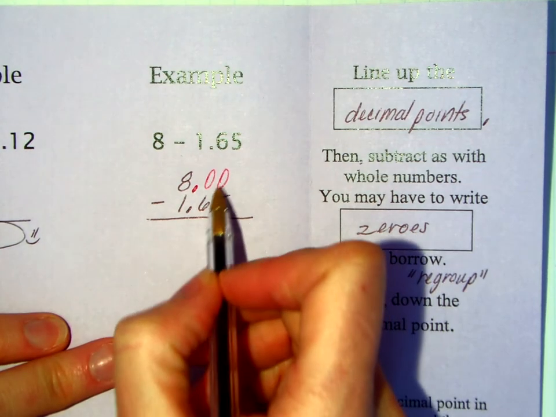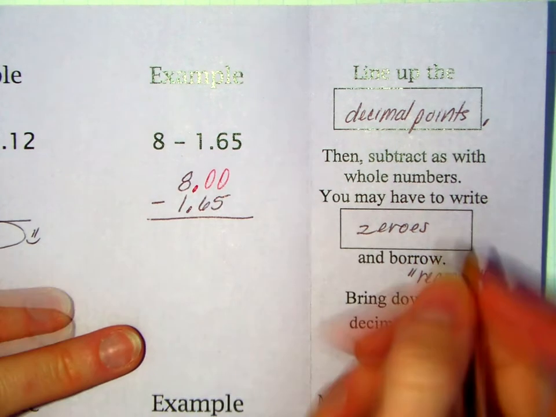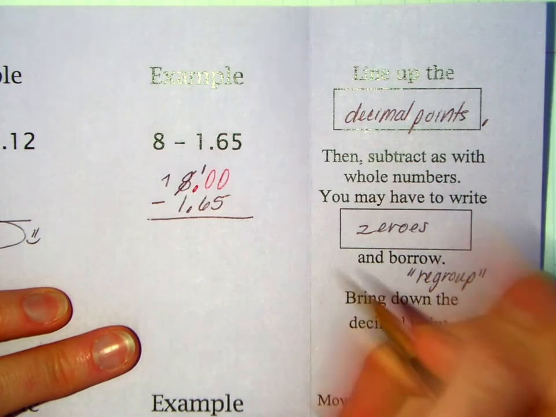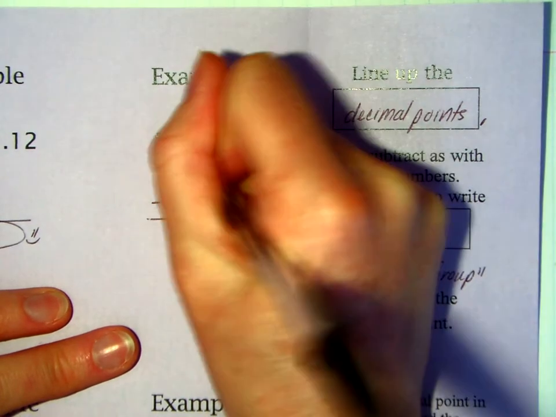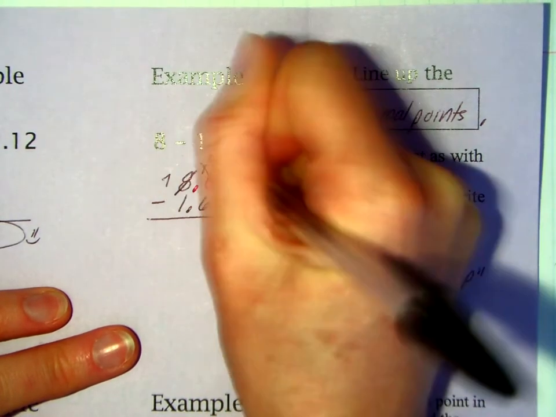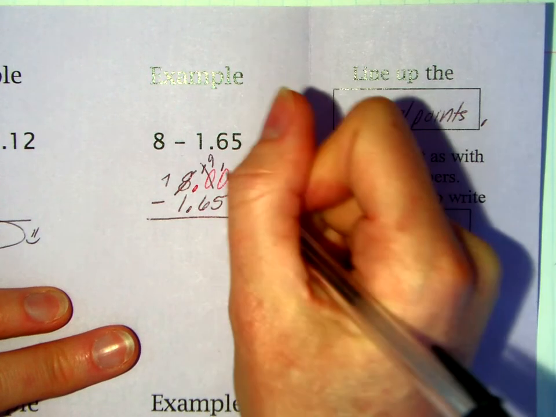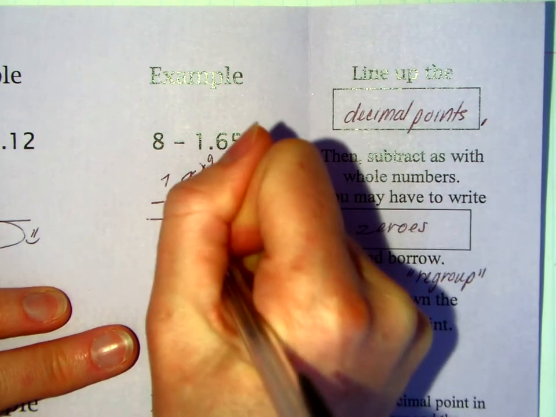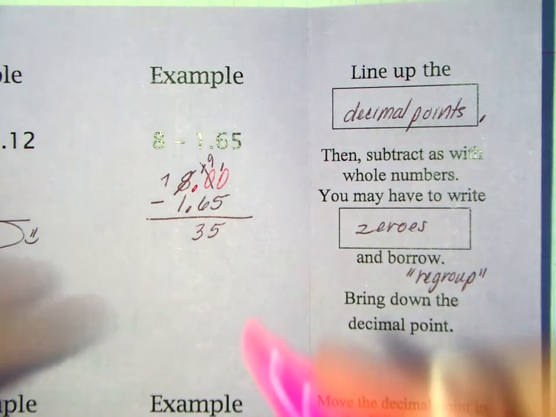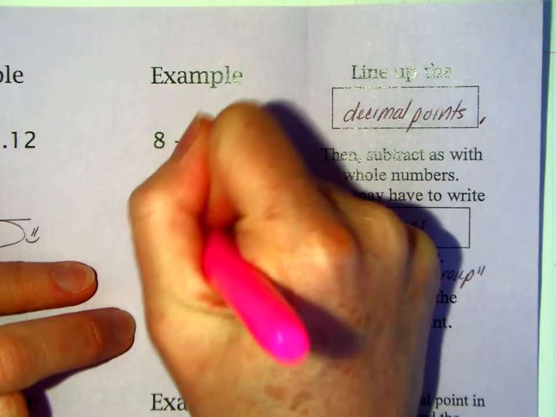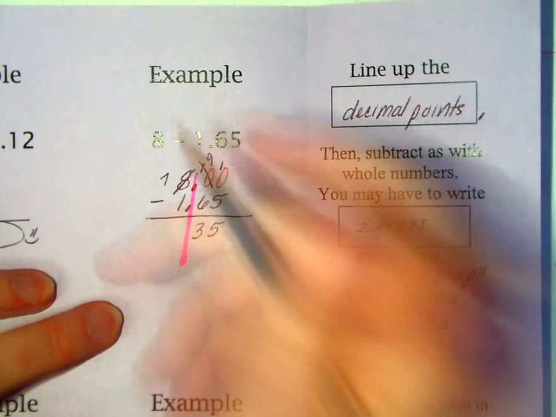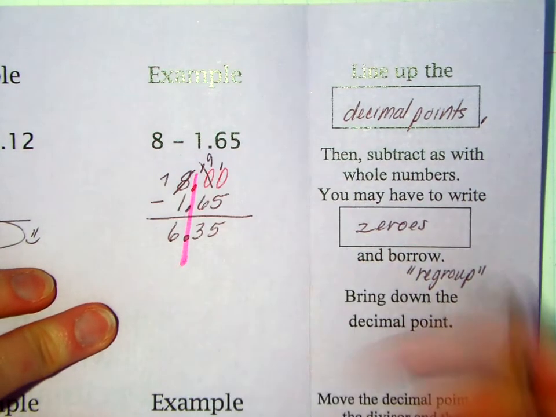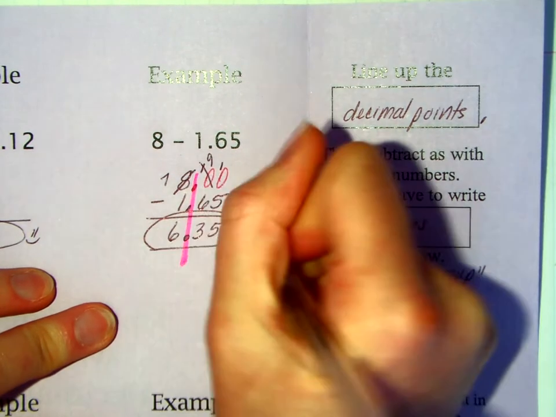0 can't take away 5, nor can it borrow from here, so I'm going to jump all the way over to 8. 8's going to give something up. It's going to become 7 and gives it to here, which becomes 10. This 10 is then going to regroup, becomes 9, and brings over the 1 over here, which is now 10. 10 subtract 5 is 5. 9 subtract 6 is 3. Again, I am neatly lined up, just like I did in addition. Decimal point. 7 subtract 1 is 6. 6 35/100 is the correct answer.